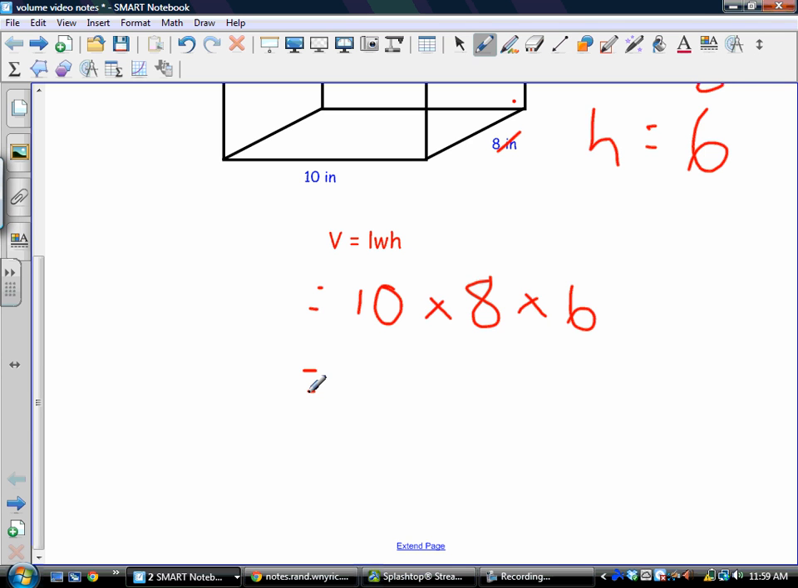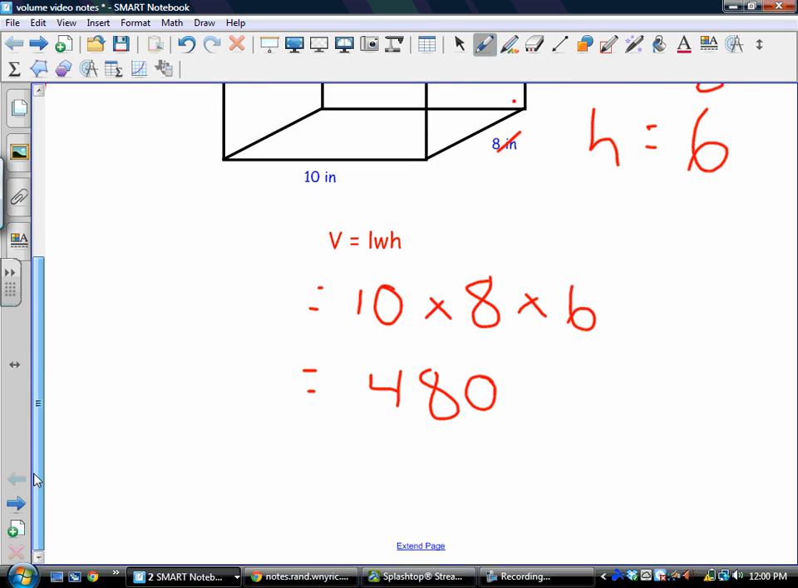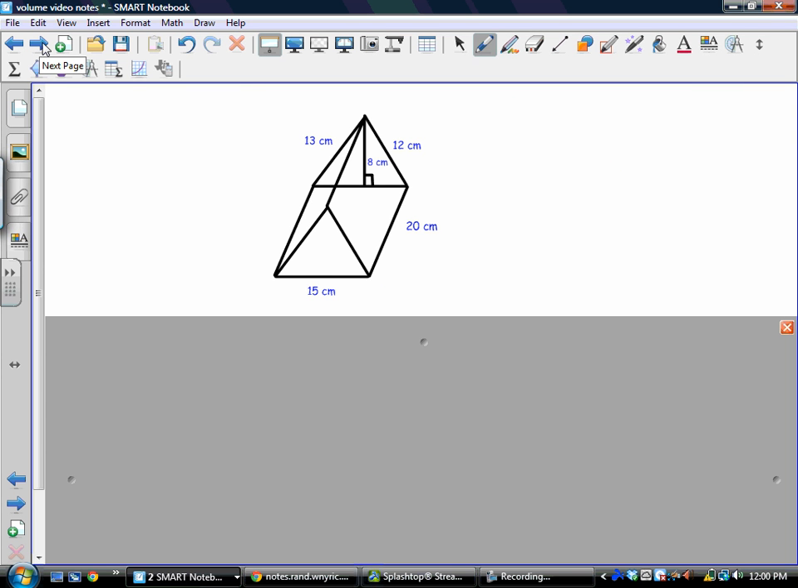Okay, so hopefully you paused this and worked it out, and you got 480. Now, in volume, we are multiplying inches times inches times inches. So we're multiplying 3 of them together. So that makes it inches cubed. Or with the way we actually read it is cubic inches. So areas are always squared with the units. Volumes are always cubed.